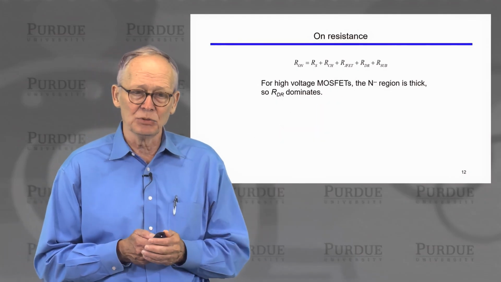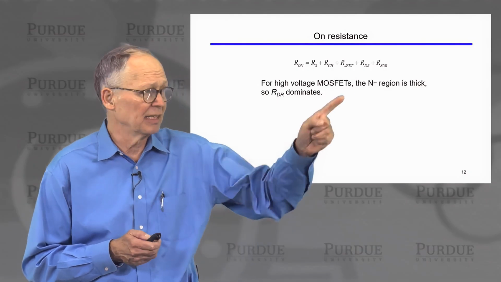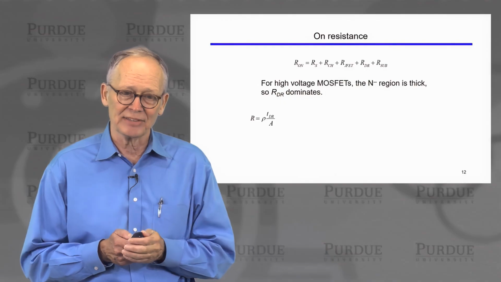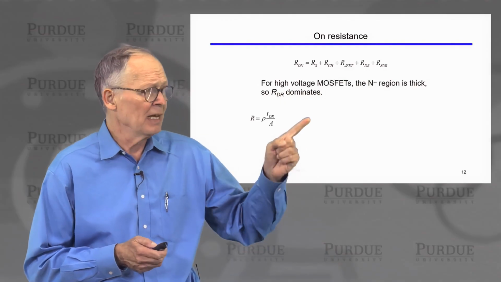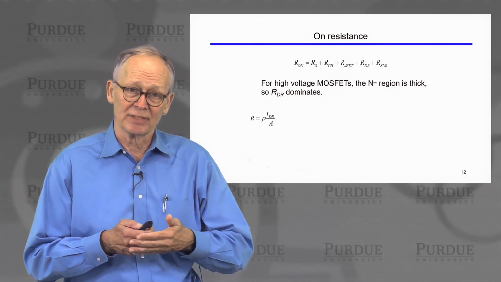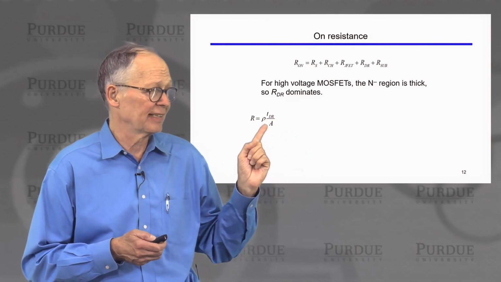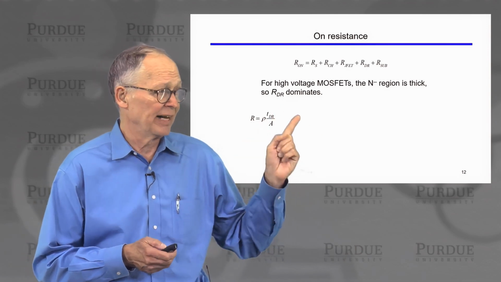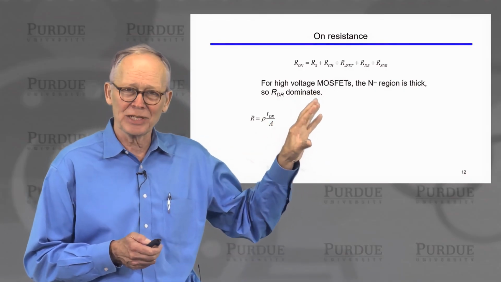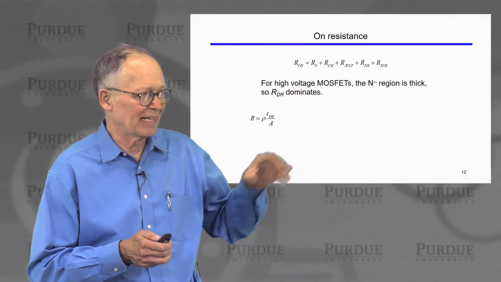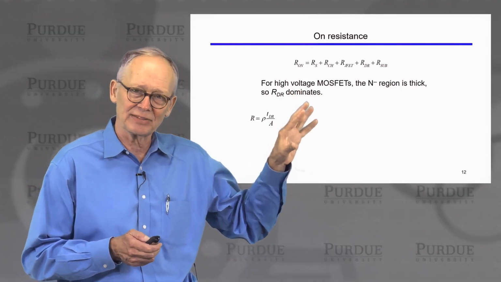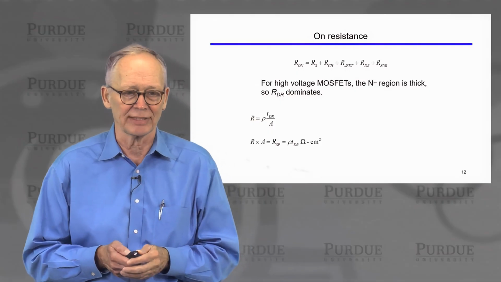That means that the diffused resistance, RDR, the lightly doped drift region, that resistance is going to dominate. So the resistance of that will be the resistivity of that layer times the length of the current flow, which is the thickness of that drift region, divided by the area through which that current flows. Now, it's really a two-dimensional current flow, so it's not clear exactly what the length or the area is, but we can get the idea.